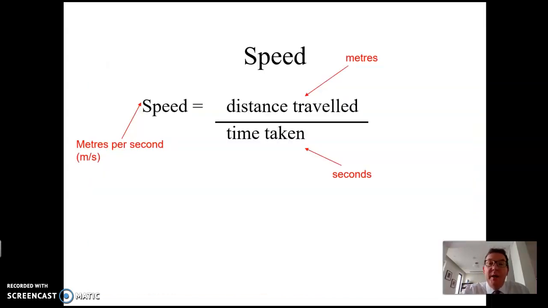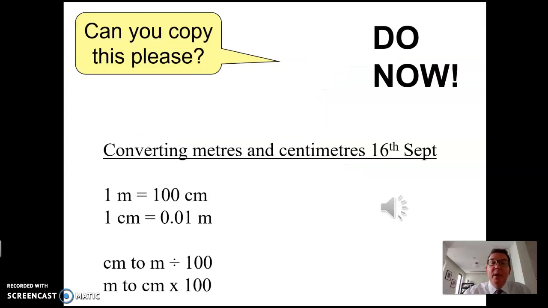Okay, we started off by reminding you of probably the first physics formula that you ever came across. Speed is distance divided by time. We will normally measure the distance in meters and the time in seconds, so the speed is in meters per second. However, quite often in physics we use kilometers and hours, so the speed is in kilometers per hour.